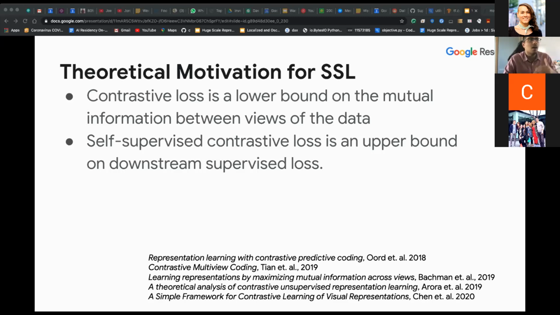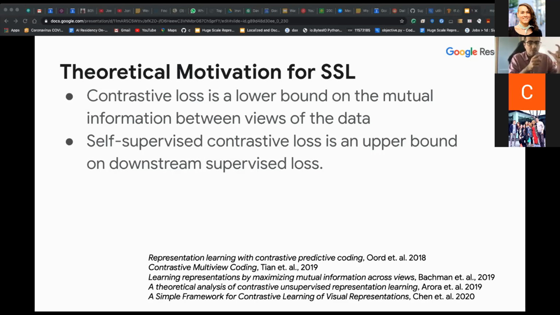contrastive losses are a lower bound on the mutual information between the views of the data. Given a sample, you have two data augmentations of it, right? One of them is called the anchor and the other is called the positive. And contrastive losses are a lower bound on the mutual information between these two samples. So what you're technically doing in this entire training procedure is using this likelihood estimate to maximize the amount of mutual information between the two views of the data.